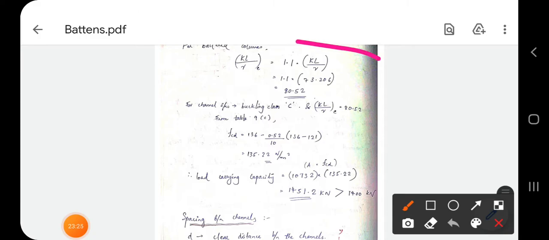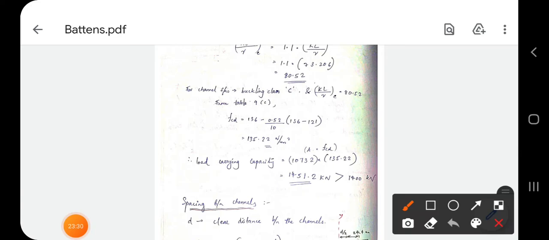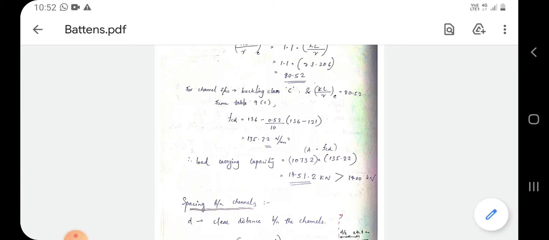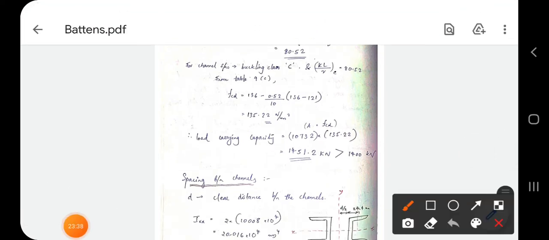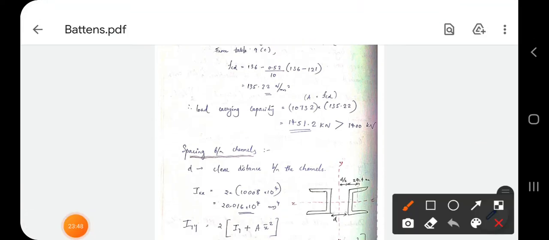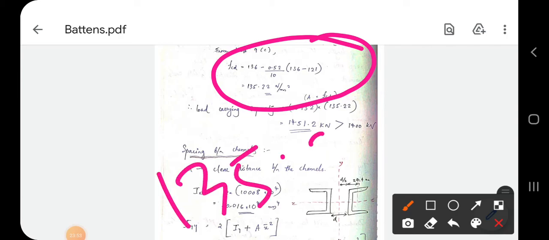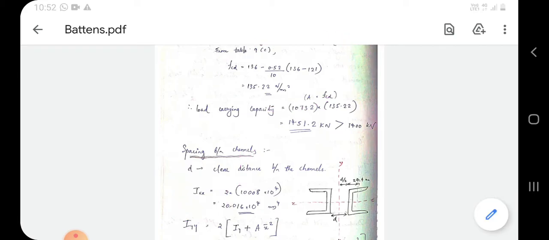So using this effective slenderness ratio for a built up column and channel section, we have buckling class C, and check for the FCD value from table 9C. After interpolation we will get FCD value equal to 135.22. We have to do it and check the answer, and it is 135.22 Newton per mm square.